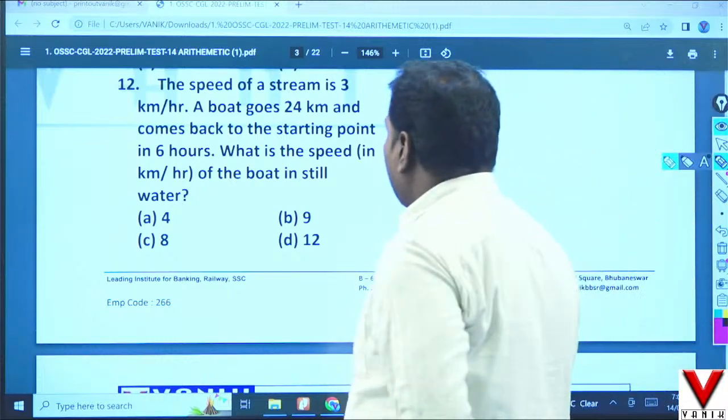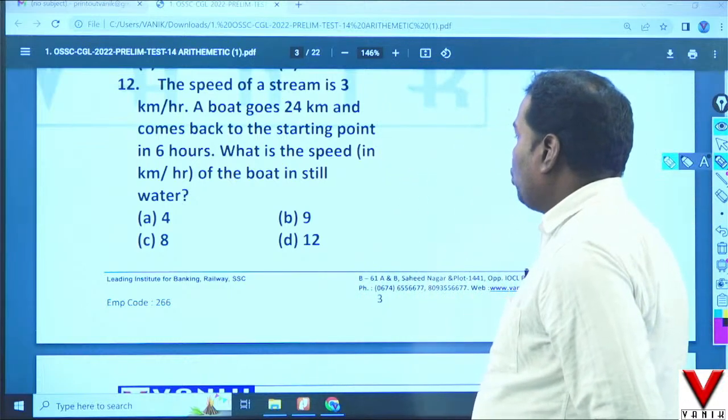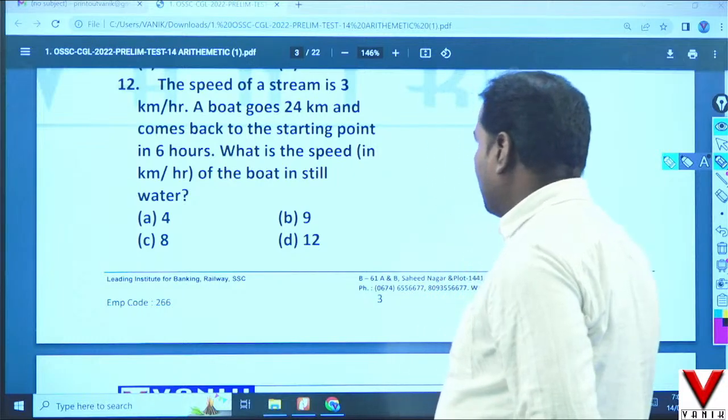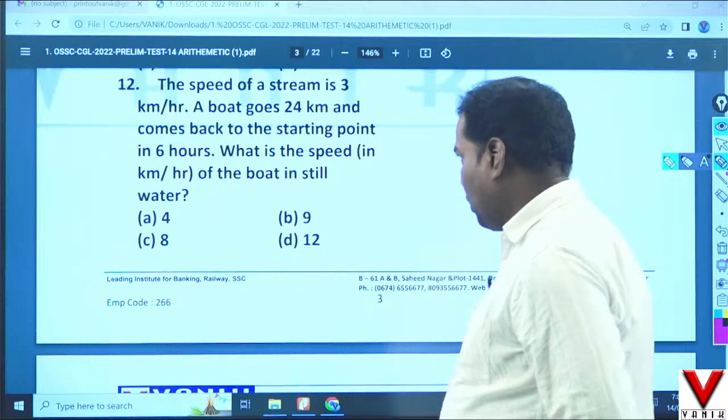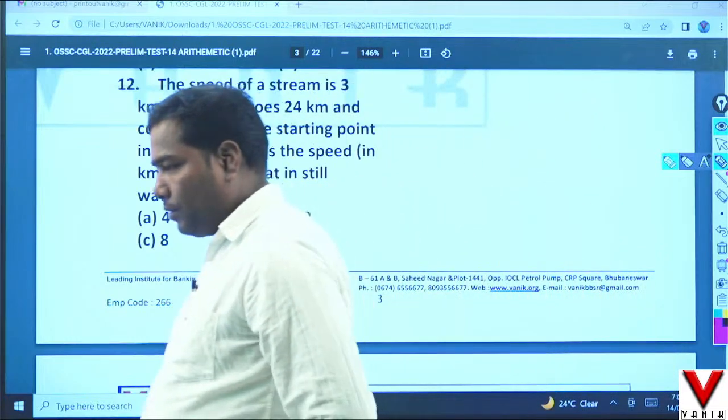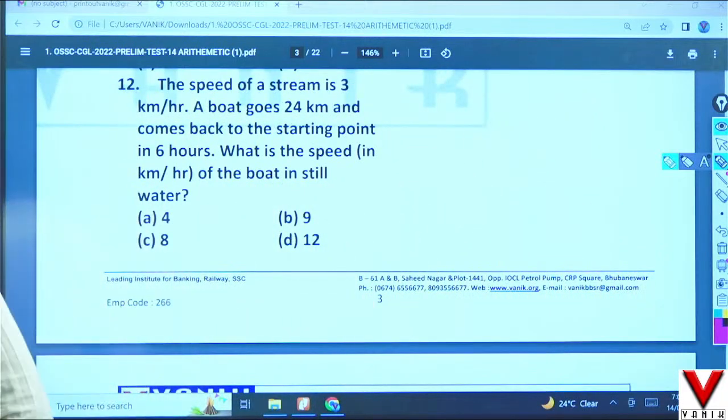The speed of a stream is 3 km per hour. A boat goes 24 km and comes back to the starting point in 6 hours. What is the speed in kilometer per hour of the boat in still water? It is a very easy question.